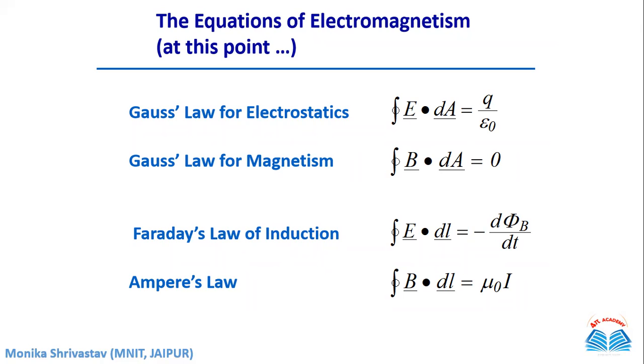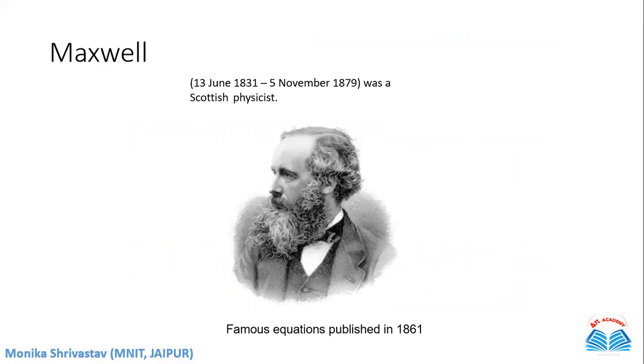For any point in our electromagnetic spectrum, we use these equations to solve problems. So, who defined these? Maxwell was a Scottish physicist, and he established those four famous equations, called Maxwell's equations, in electromagnetic theory in 1861.